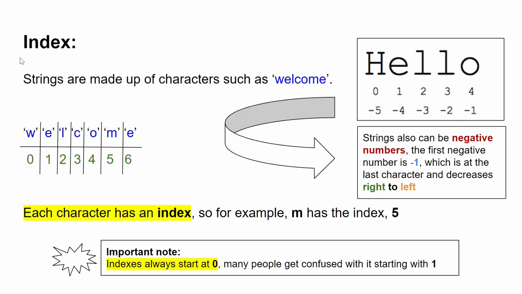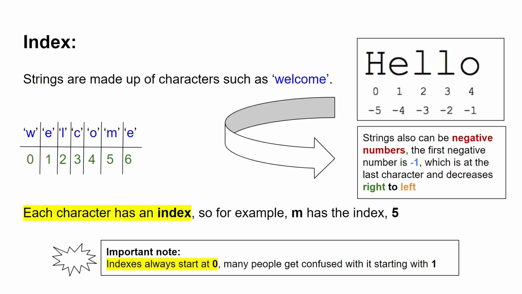So now we're going to learn about indexes. It says strings are made up of characters. Just to clarify, characters are like letters, numbers, underscores, etc., such as welcome. And you can see over here that I wrote the index for each letter. This slide is saying that each character has an index. So for example, M has the index 5.